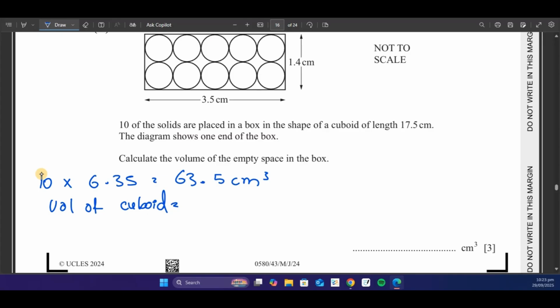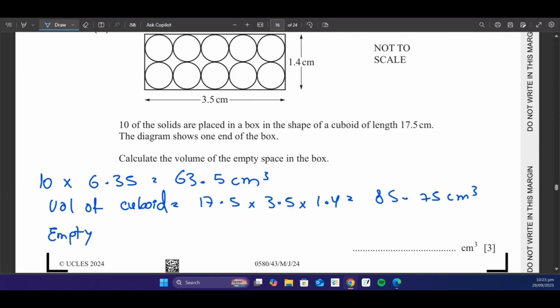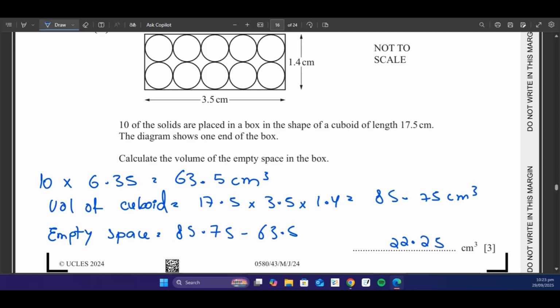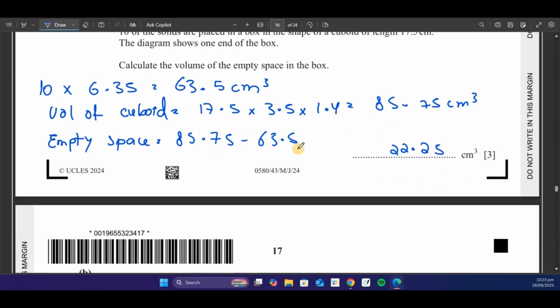So the volume of the cuboid is basically 17.5, all right, into 3.5, okay, into 1.4. Make sense? That gives us 85.75 centimeter cube. Now we're just gonna minus the two. Pretty simple. So empty space would just equal 85.75 minus 63.5, and that should give us 22.25, I suppose. Perfect. Let's move on.